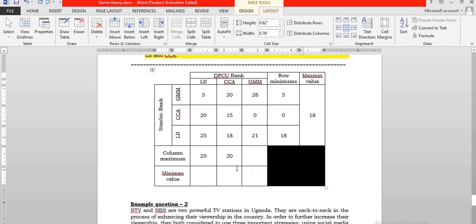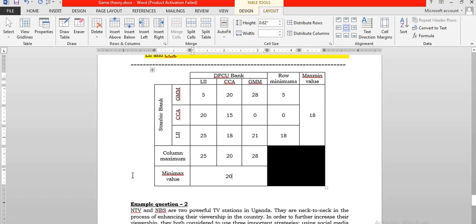Then next we have 35, maximum value. Maximum value here is 20, the maximum value is 28. So again, we do the same as before. We shall find the minimum value of the maximum items. The minimum value of the maximum item here is 20.